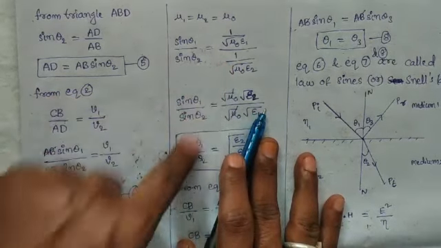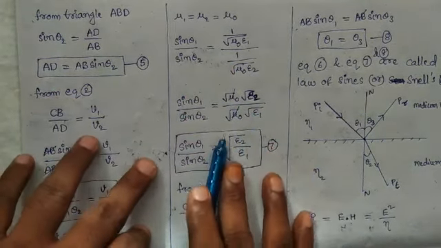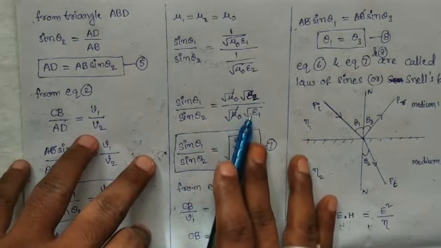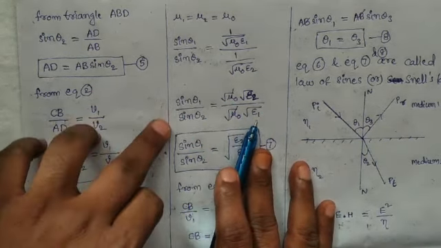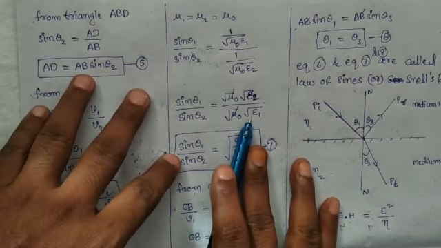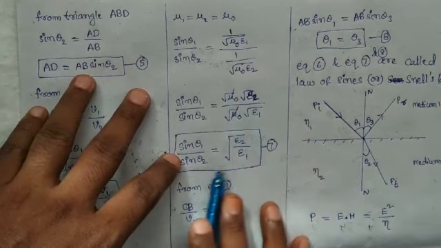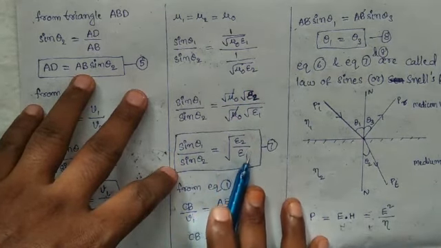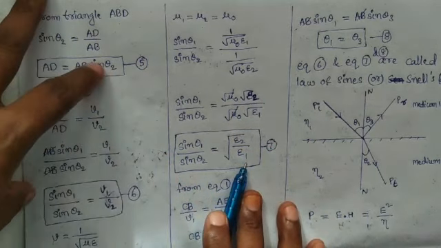Separating the roots here, root mu naught gets cancelled. Root epsilon 2 by root epsilon 1 it is. Sin theta 1 by sin theta 2 is equal to, here we are writing it in one root. Sin theta 1 by sin theta 2 is equal to what? Square root of epsilon 2 by epsilon 1 it is.